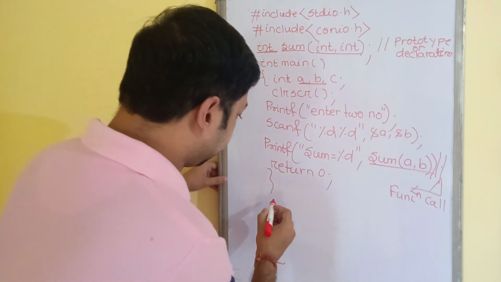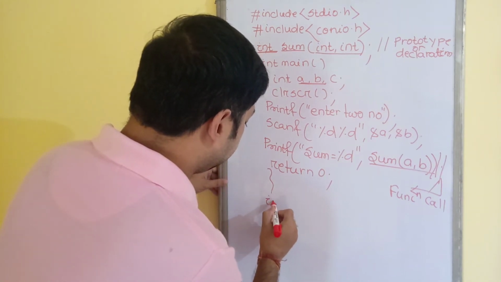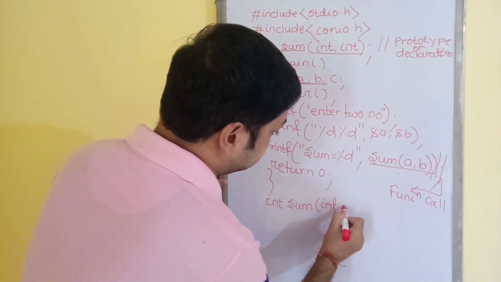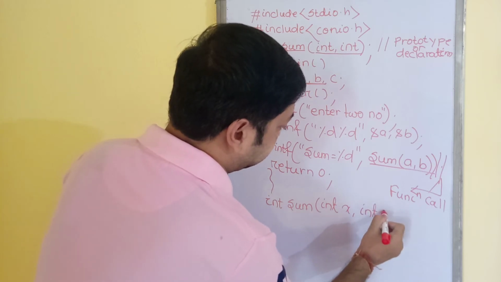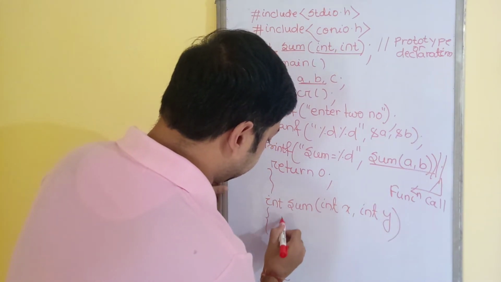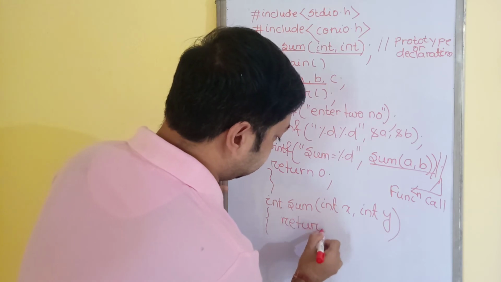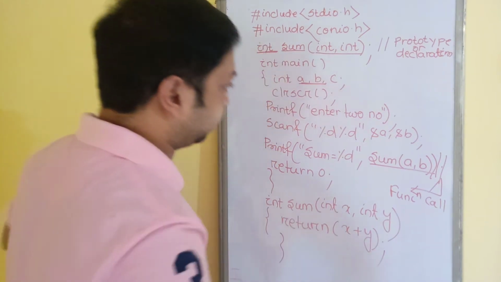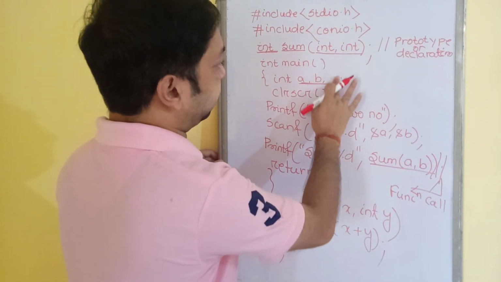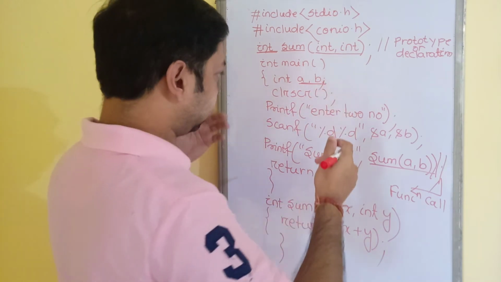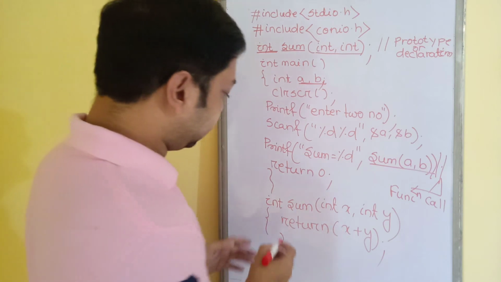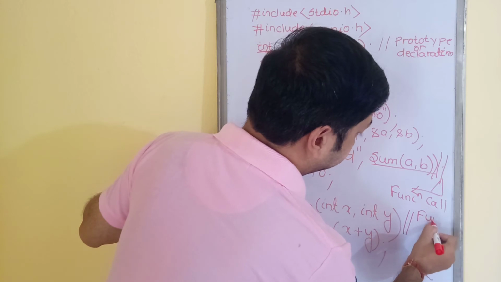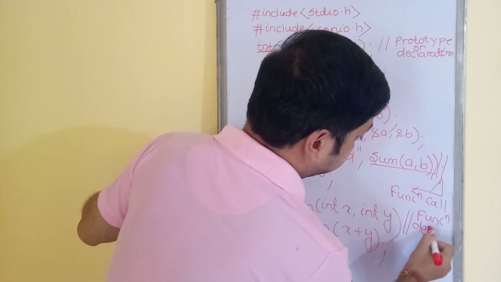In definition part, what we will write here, that is int sum. Let me write here int x comma int y. So in this case I will write here return x plus y. Okay. So c is not required in this case because we have already taken that one. So now see, in this case, this is int sum, int x and int y. This particular part is known as your function definition.